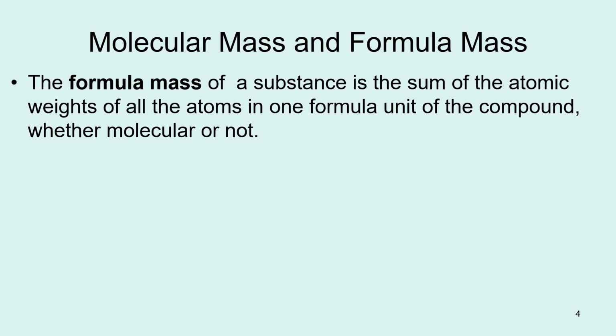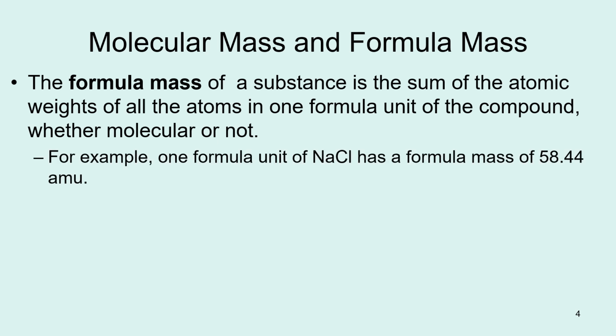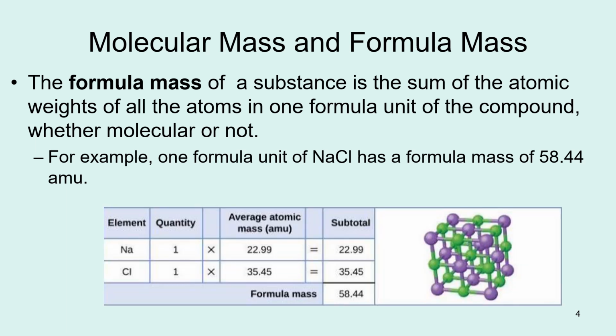Technically, formula mass is for an ionic compound. Molecular mass is for a covalent compound. They kind of mean the same thing, and oftentimes weight is interspersed with mass, and we know the difference, but they tend to be together. So, for example, one formula unit of NaCl has a formula mass of 58.44 AMU. So we see 1 sodium is 22.99, 1 chlorine is 35.45, so 58.44.